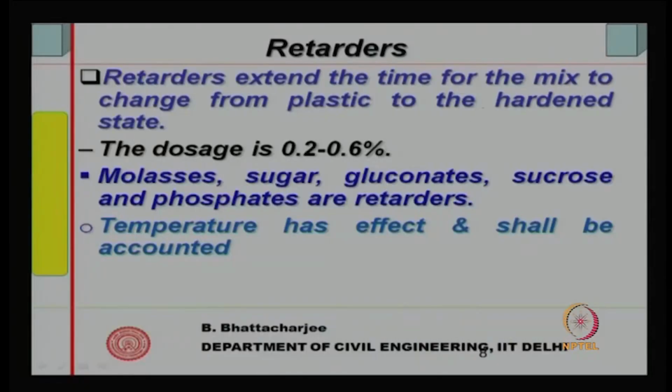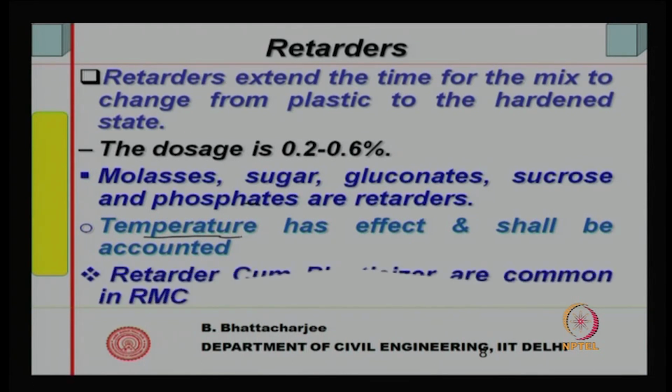Well, if you put sufficient amount of retarder, let us say sugar, it will never set. So, it is called killing of concrete. Concrete mix can be killed actually. So, it will never set. So, they are retarders. Temperatures do have some effect on the retarding action, and this should be seen and accounted for. At higher temperature, the first reaction takes place faster, and the retarding action will be less.